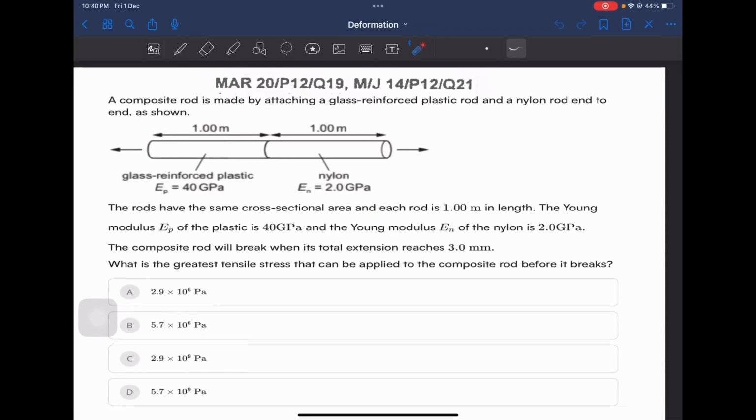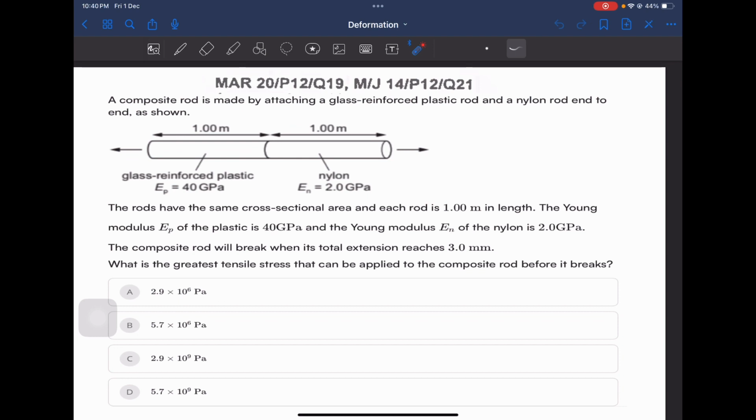We have a question from Deformation, AS Physics. The question is from March 2020 as well as from May-June 2014. Here they say they have two rods, as you can go through the question. One is a plastic rod and the other one is a nylon rod, as you can see over here.